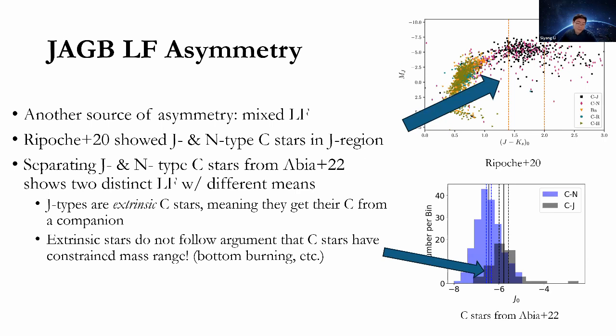Yeah, that's a really great question. One way that this could potentially be used to better standardize the JAGB is first isolating the populations. I mentioned that there might be mixed populations in the J region that we're looking at, so one way to improve the standardization could be to clean the sample up. If there is a way that we can exclude or identify the J-type carbon stars and really isolate this N-type carbon star luminosity function, that might really improve that standardization.